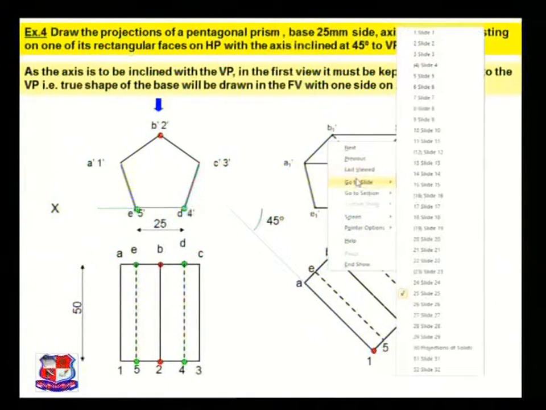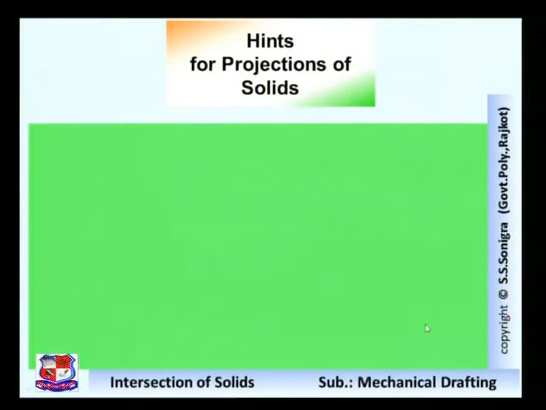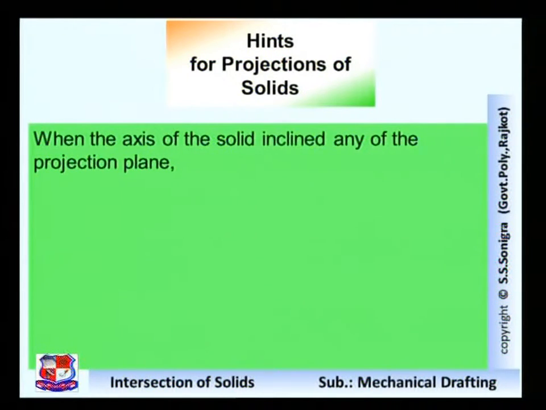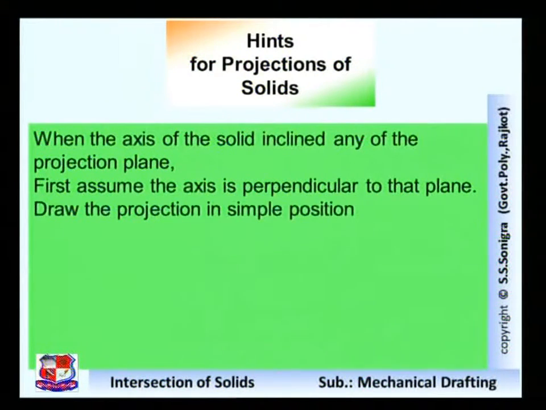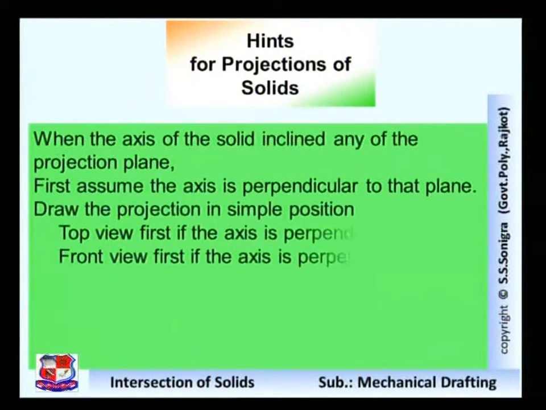Now let me discuss some hints for projections of solids, which should be taken care of when we draw the solution of this problem. When the axis of the solid is inclined to any of the projection planes, first assume the axis is perpendicular to that plane. That is the first assumption. Then draw the projections in simple position. Top view first if the axis is perpendicular to HP. If it is given that the axis is perpendicular to HP, draw the top view first, and if it is given that it is perpendicular to the vertical plane, then draw the front view first.